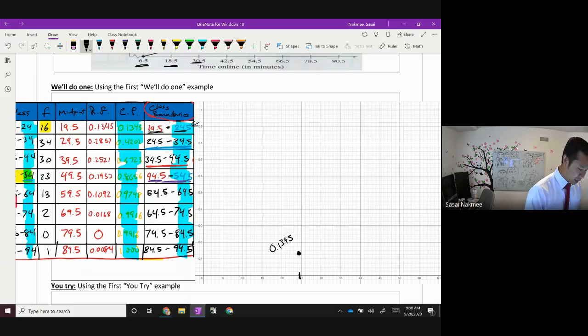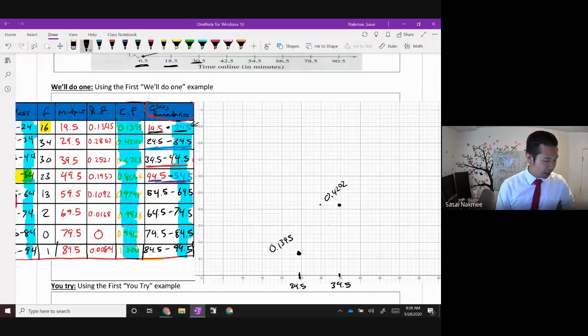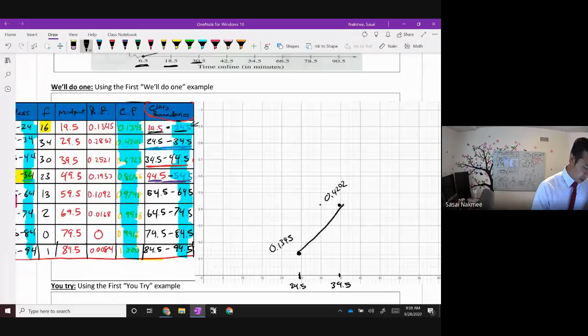The next one up is going to be 34.5, which is right here. So this is 24.5. This is 34.5. And that's going to have a cumulative frequency of 0.42. So 0.4 is right there. 0.42 is a little bit higher than that. That's about right there. That's going to be 0.4202. And all I'm doing is just writing these down. And then, again, we're just going to connect those out.